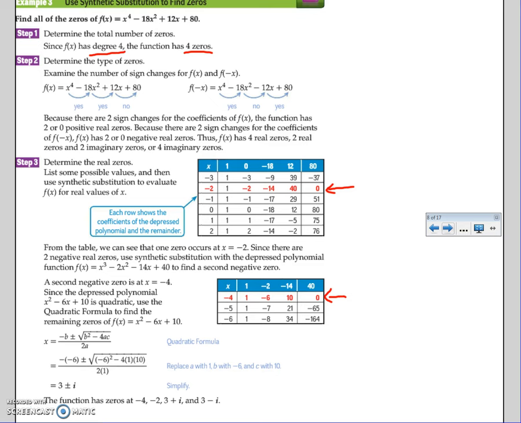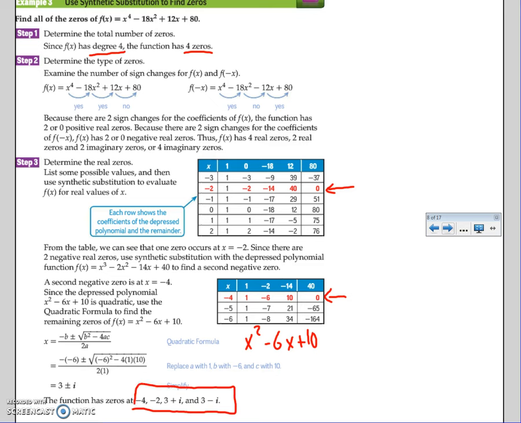They ended with 1x squared minus 6x plus 10. So that is a quadratic. You can always do the quadratic formula, which is exactly what they did. They got 2 imaginary answers. So there were 2 negative, 2 imaginary in this case. So the 4 zeros are negative 4, negative 2, 3 plus i, 3 minus i.